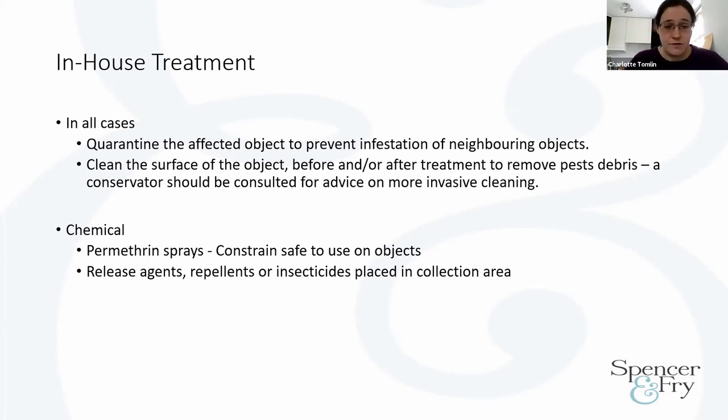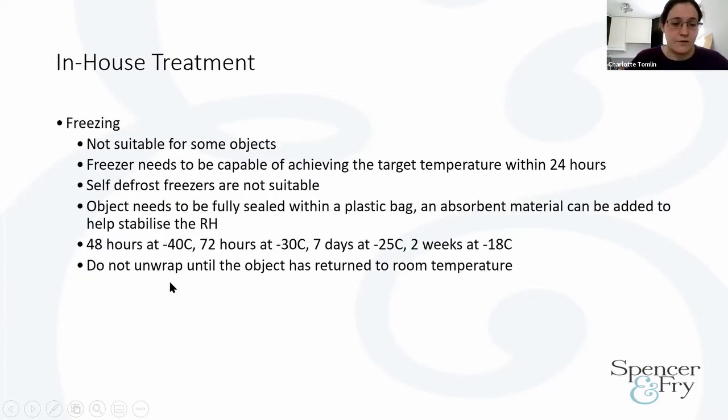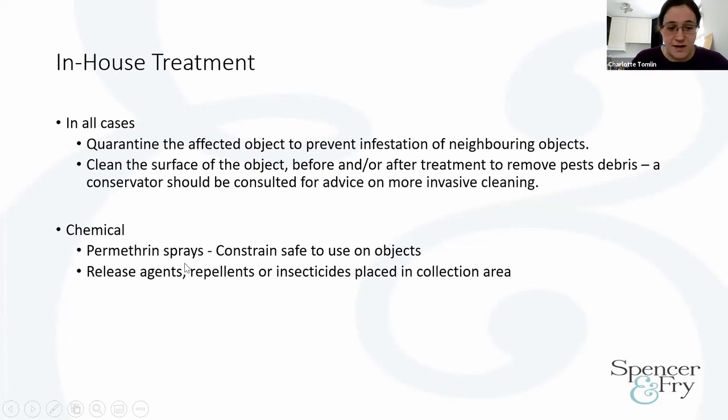And you can consult a conservator if you're worried about cleaning anything that's vulnerable. And we mentioned before constrain, so there's chemical treatments, so permethrin sprays, particularly constrain, which has been approved for use on collections, so it shouldn't damage collection objects. So if you have a particularly bad infestation, you can spray on objects, or you can inject using a syringe into flight holes in objects.